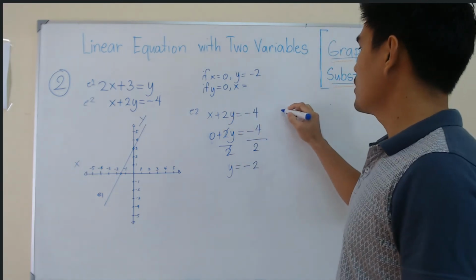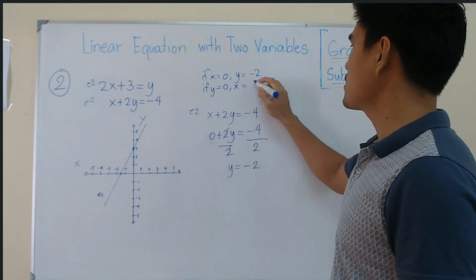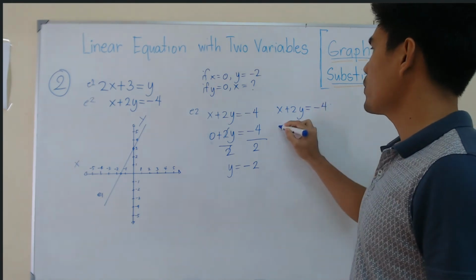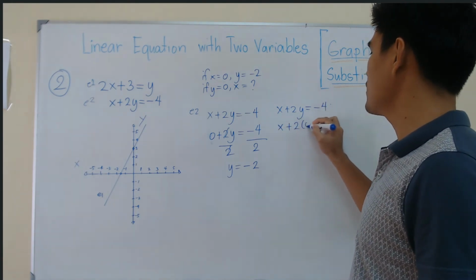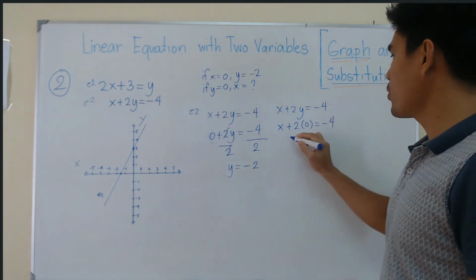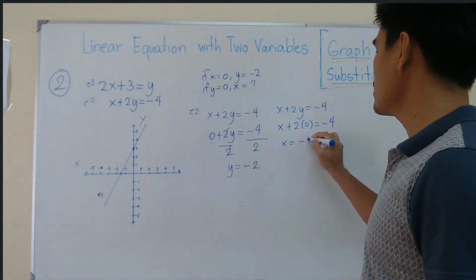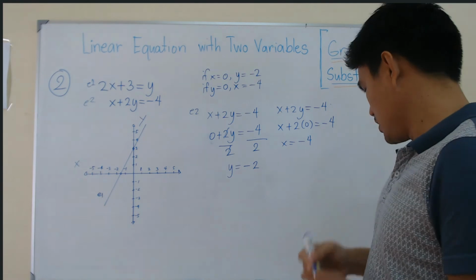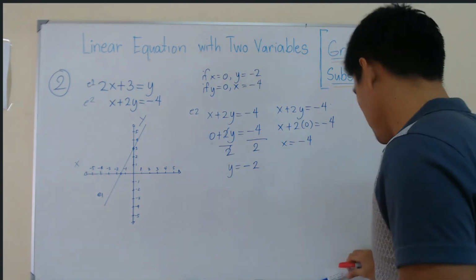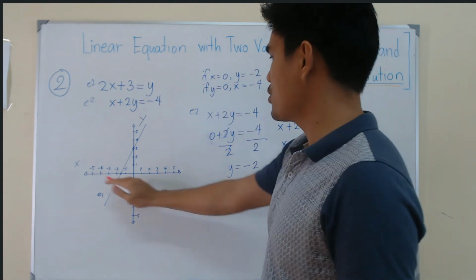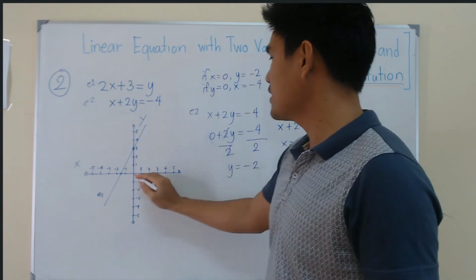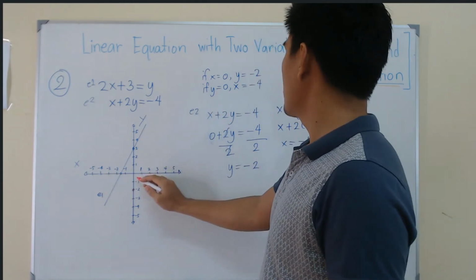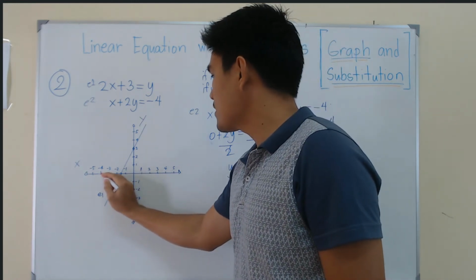And then if y is 0, x is equal to what number? So we have x plus 2y is equal to negative 4. So we have x plus 2 times 0 is equal to negative 4. So we have x is equal to negative 4. So the answer here is negative 4. Now let's plot the line. So we have here x is 0, y is negative 2. We have here negative 2. And y is 0, x is negative 4. X is negative 4.